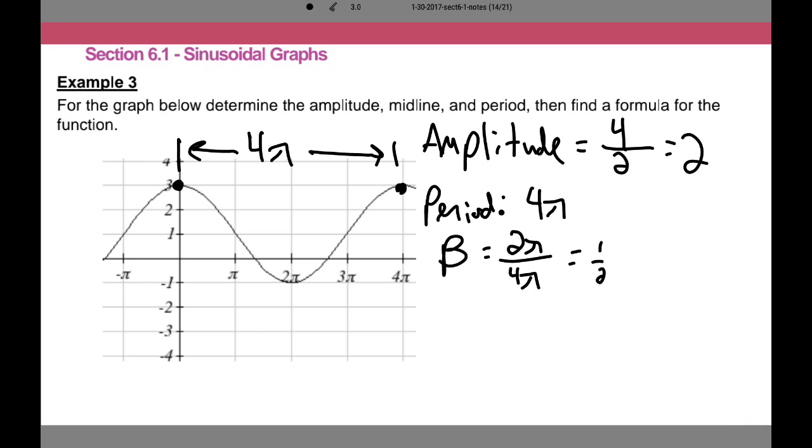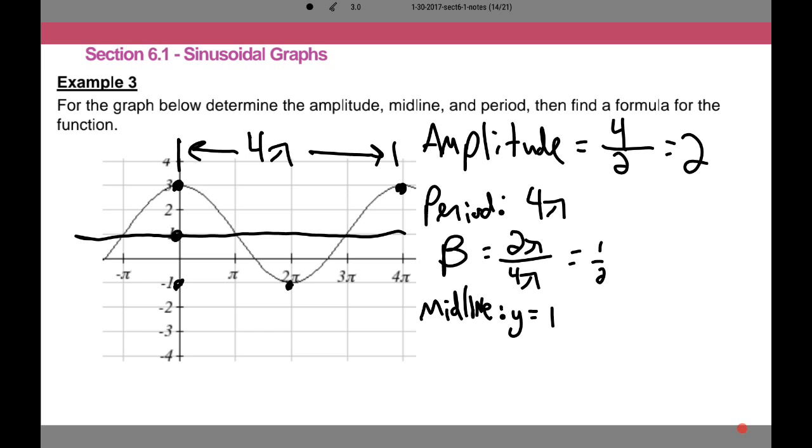And my amplitude also helps me with my midline. So halfway between the 1 and the 3 would be y equals 1. So there's my midline. So my midline is y equals 1.